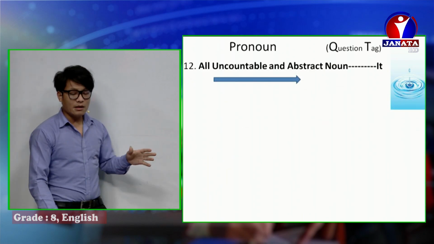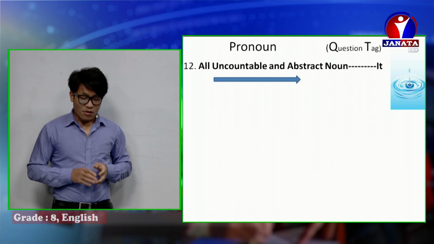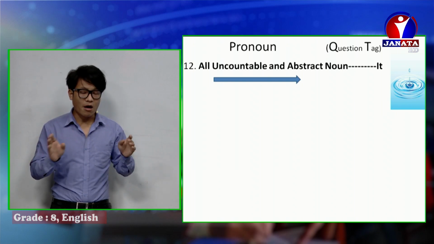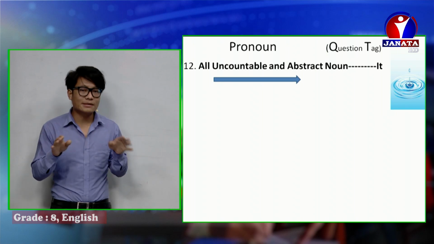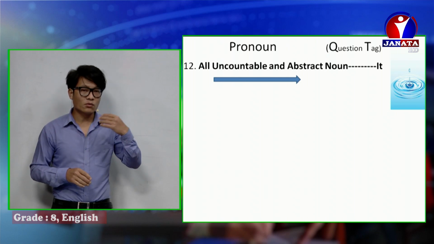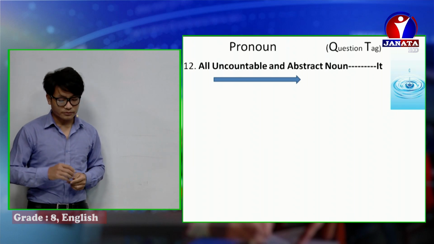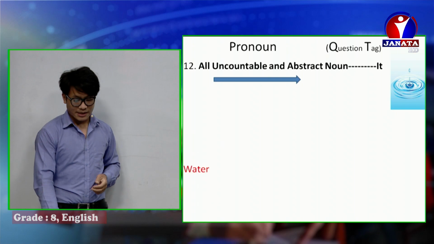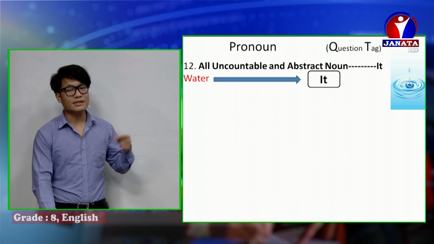All uncountable and abstract nouns. Let me remind you, an uncountable noun is a noun which cannot be counted in number. An abstract noun is a noun which cannot be touched, which cannot be seen, it can just be felt, like love, hate, and water. These are uncountable nouns. So in the place of an uncountable noun, we use the "it" pronoun. Like water, it. And if there is love, then we use "it" as the pronoun.